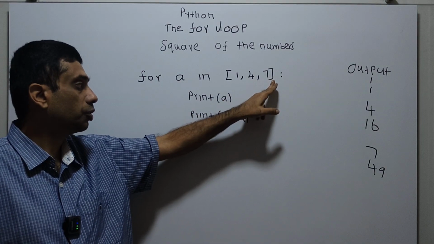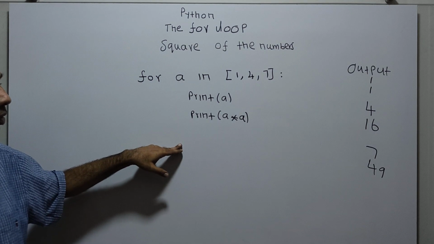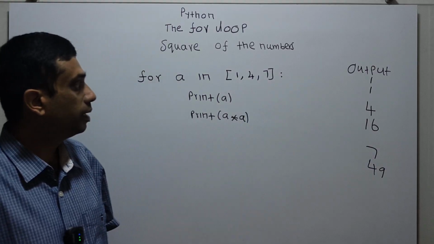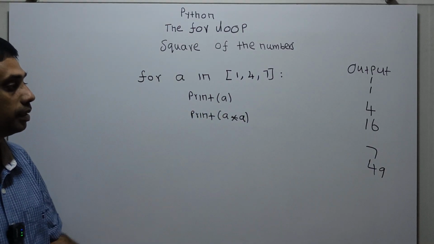Come to the header, the sequence is over. So the control will come out to the next statement after the loop. So I am getting the square of the elements in the list. So I am printing the number followed by the square of the number. That's it.